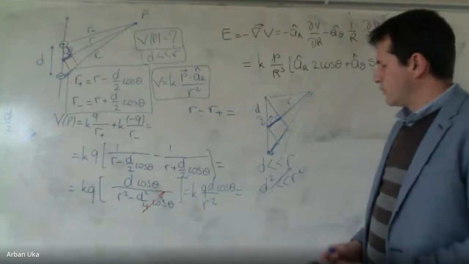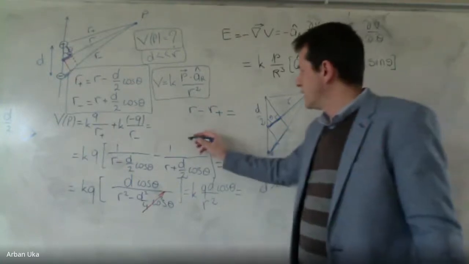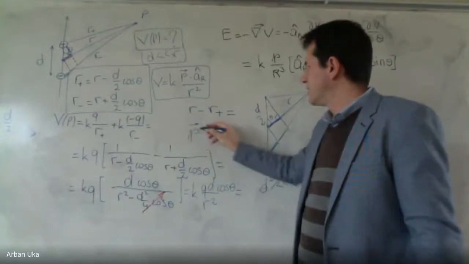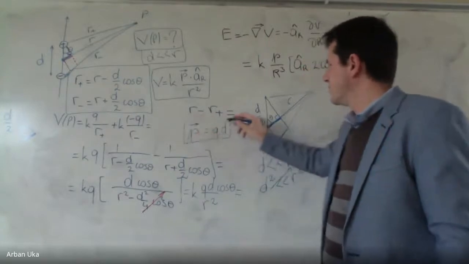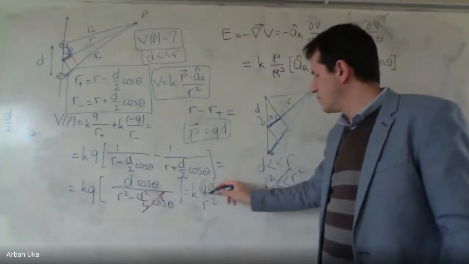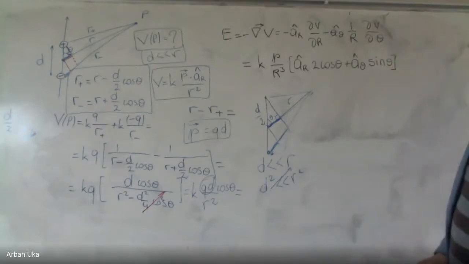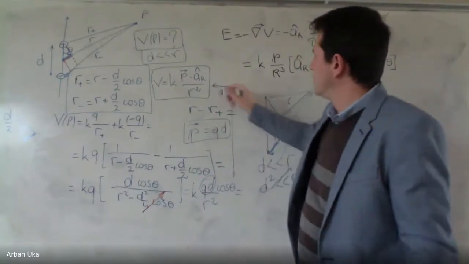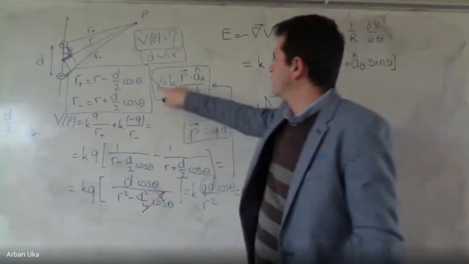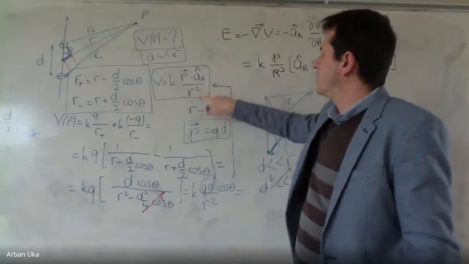Now here, we define a new quantity, which we had mentioned in the past week: the dipole moment, p, which is equal to qd. Okay? So this is some new quantity, which we substitute here. And this qd we can write like this. So from this part, we come here and write that the potential V is equal to k times the dipole moment times a_r over r squared.